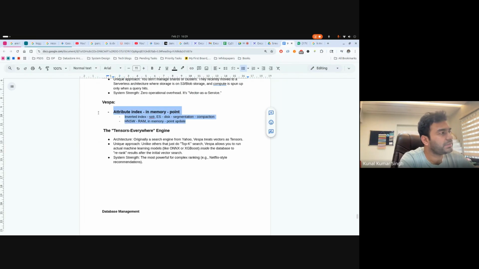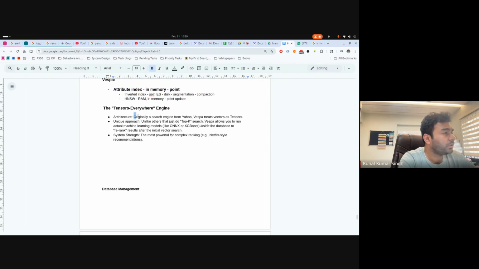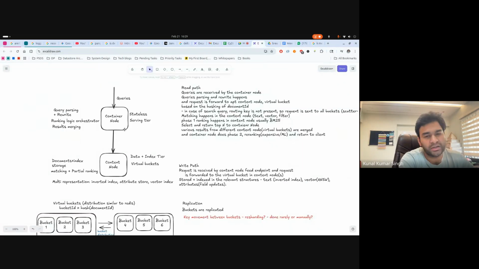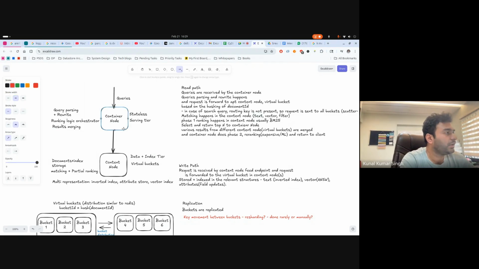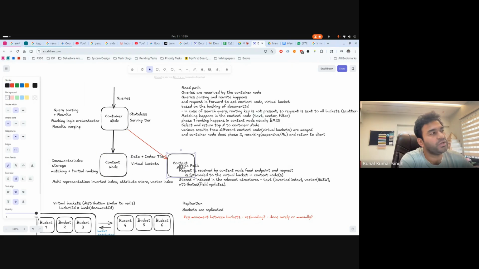So Vespa supports all these three kinds of indexes, right? Yeah, this is from Yahoo, and Vespa allows you to run actual machine learning models. One of the unique things about Vespa is this separation of query node from content node. So content node is where your actual data will reside, and then container node is basically where you do query parsing, query rewrite, ranking and whatever the results will be, right? So there could be n number of content nodes. From all of the content nodes you will take the data and then you will do a merging here at the container node.